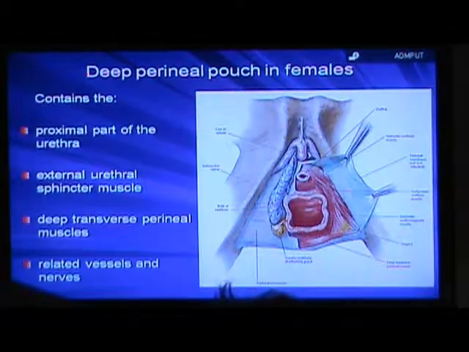In females, the deep perineal pouch contains the proximal part of the urethra, external urethral sphincter muscle, deep transverse perineal muscle, and the related vessels and nerves.